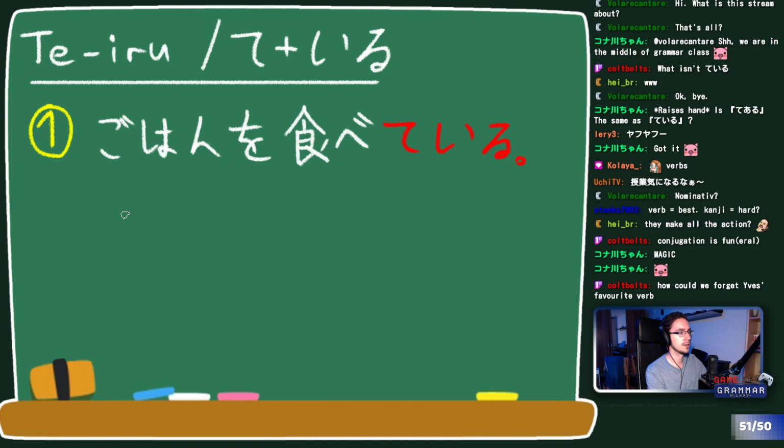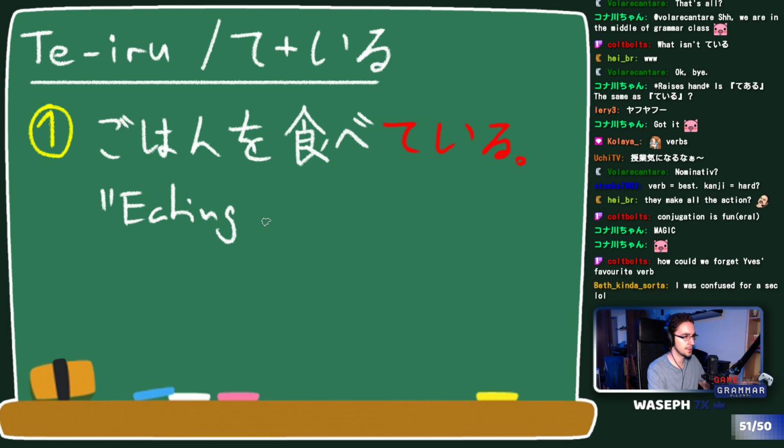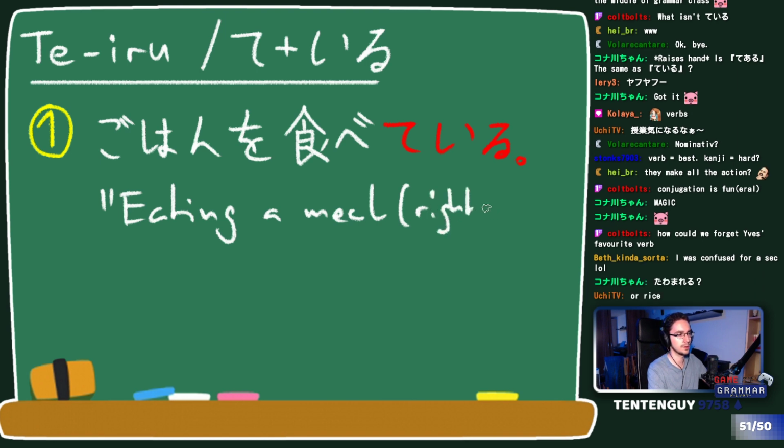Gohan o tabeteiru. So that just means, and maybe you can already make an educated guess, it basically means eating, and let's say maybe lunch or dinner or whatever. Gohan can be any sort of meal of the day. Eating lunch, for example, gohan o tabete. Eating food, eating a meal. And then basically the implication is right now, right? So it's an ongoing action, like a progressive tense. Eating a meal right now. It's a progressive action. In English, that's what we use the gerund for, the ing.